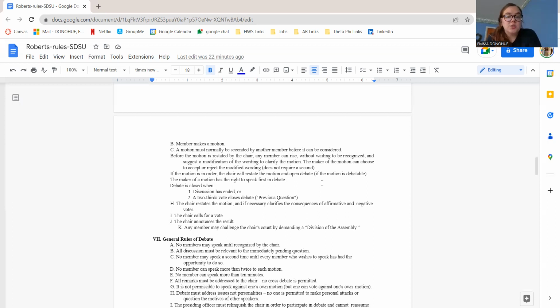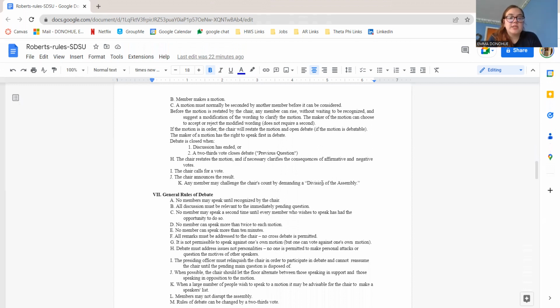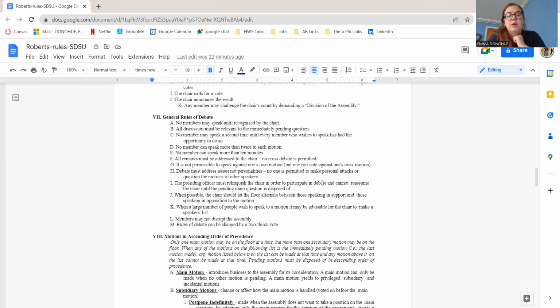The debate is closed when discussion has ended or a 2/3 vote closes the debate. It's from the previous question. The chair restates the motion and, if necessary, clarifies the consequences of affirmative and negative votes. The chair calls for a vote. The chair announces the result. And any member may challenge the chair's count by demanding a division of the assembly.